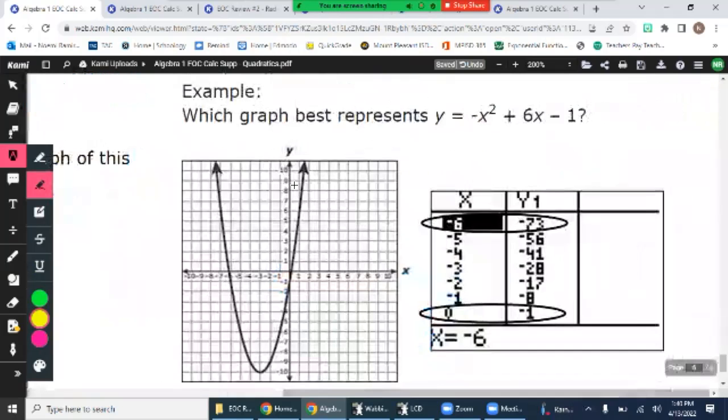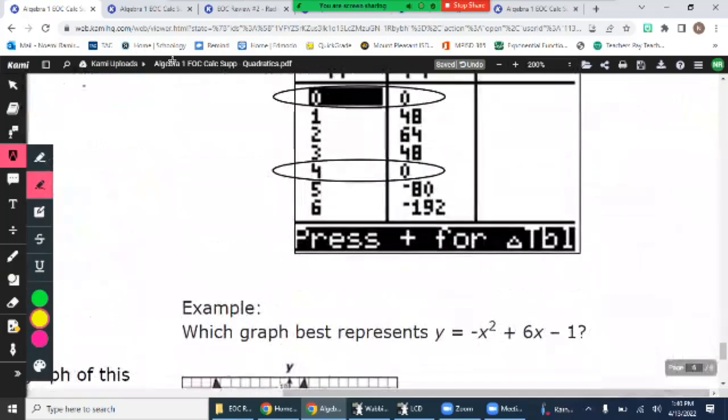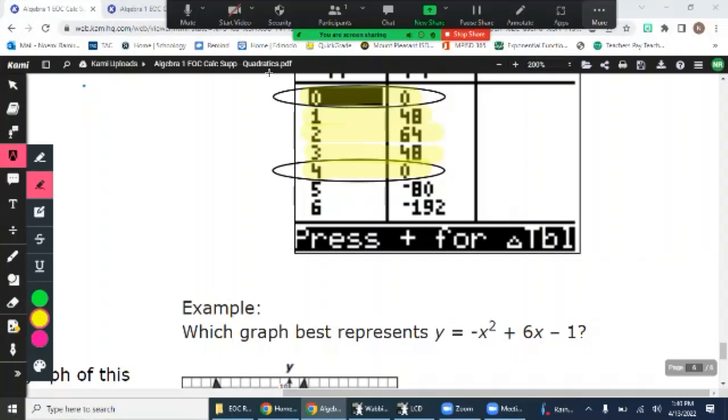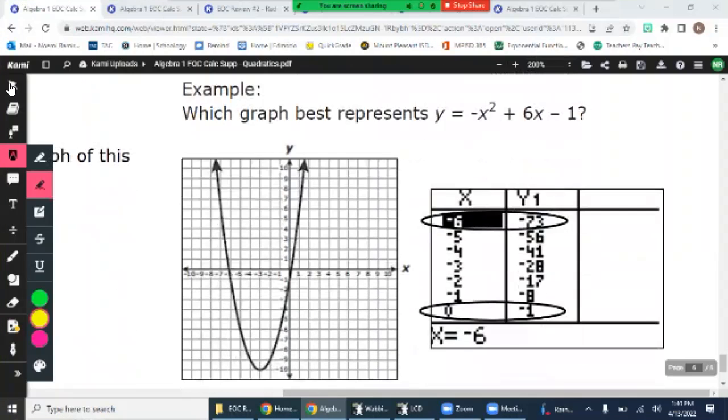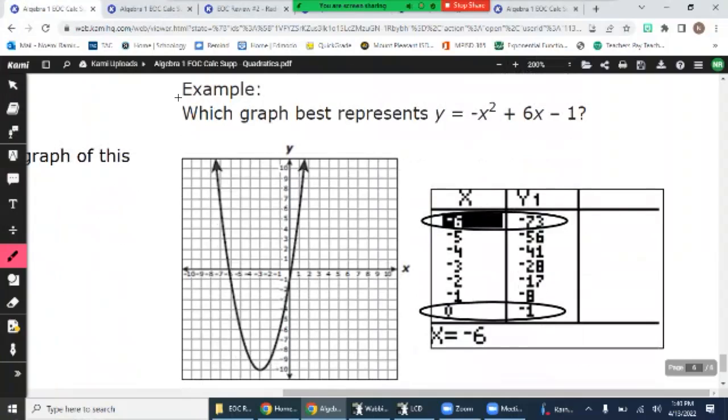And I actually included that picture of the graph right here. 0, 0, highlight it, 148, 264, 348, 4, 0. I found all of the points that are supposed to be part of it. All right. They could ask you the same type of question, but backwards.